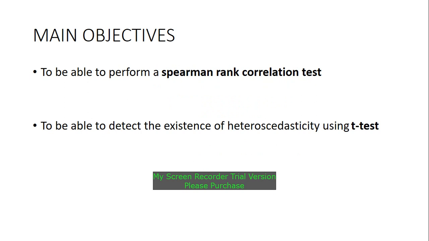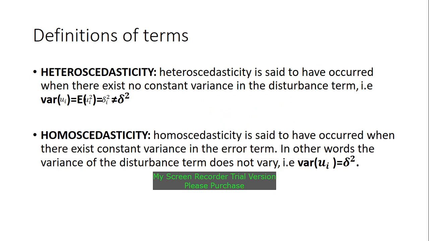So let's get to our objective. We should be able to perform a Spearman rank correlation test at the end of this tutorial, and each and everyone watching this video should be able to detect the existence of heteroscedasticity using t-test. Now friends, before then, let's try and define some things here.